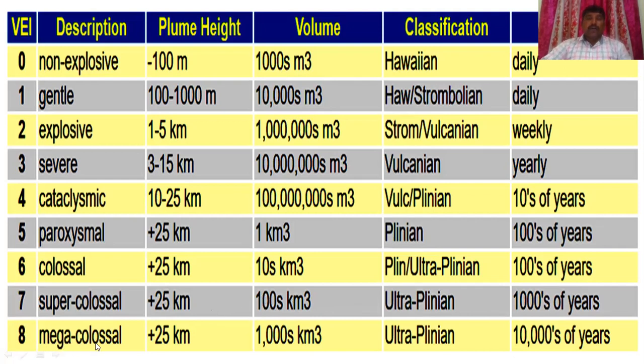And the eighth is mega colossal, 25 kilometers plus height, the plume height increases, and the lava volume would be 1000 cubic kilometers. This is also Ultra Plinian type, and happens after every 10,000s of years.